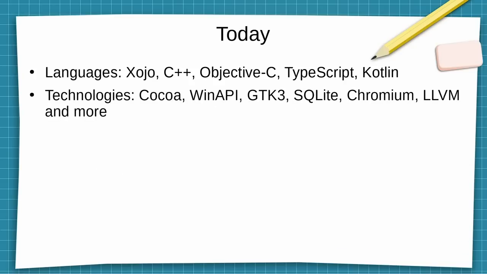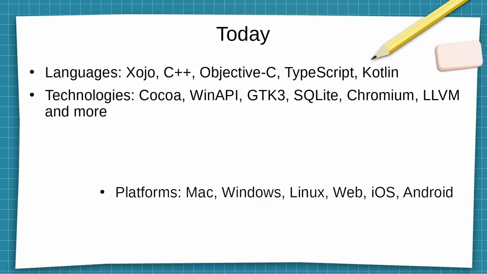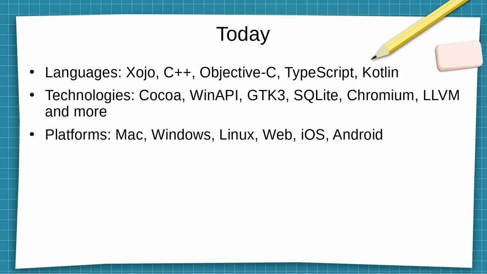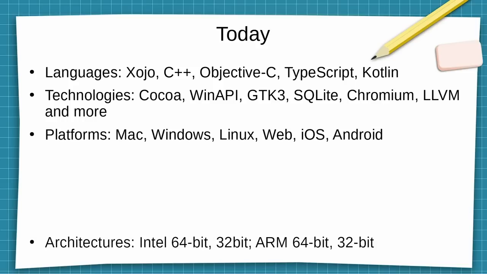Technologies. You've probably heard of all of these. Cocoa, of course, for Mac stuff. WinAPI, that's the new term for the old Win32 that Microsoft's going with, because 32 is bad. You don't want to say that. GTK3 for Linux. We use lots of external things to add features to Xojo, such as SQLite and Chromium and LLVM and many more. Platforms, all the platforms: Mac, Windows, Linux, Web, iOS, Android, they're all under the Xojo umbrella. It's a lot of things, way more than just old school Mac.